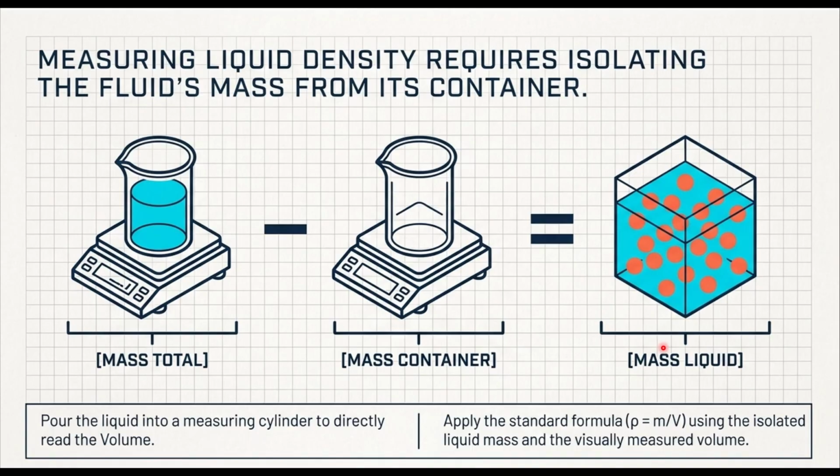So measure the liquid's volume using a graduated cylinder. Okay. So finally divide mass by volume to obtain density. So you can divide mass by volume to obtain density. Okay. This is the formula for density.